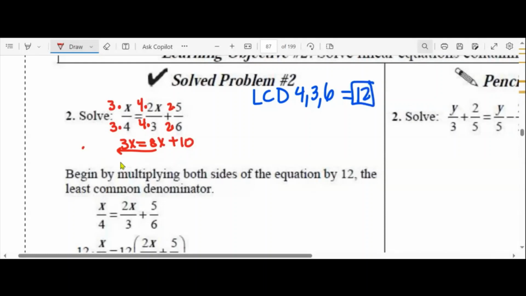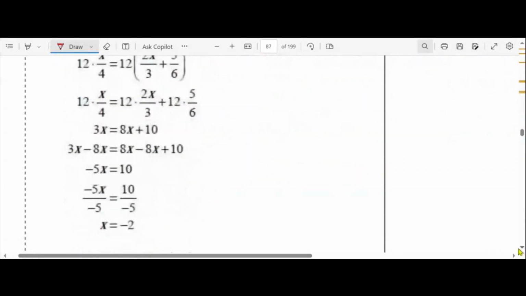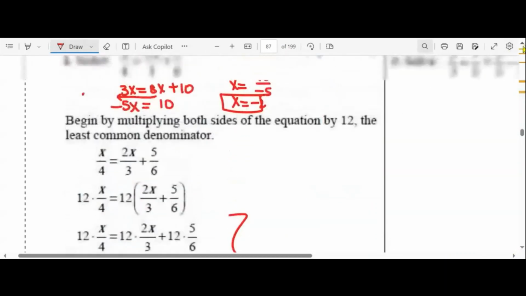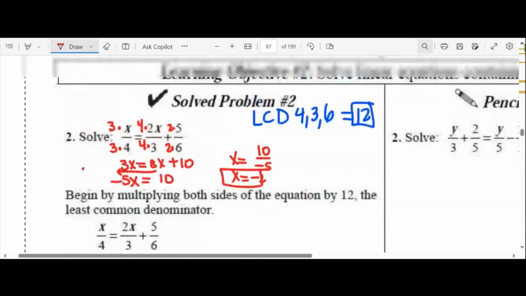Now I'm going to move negative 8 to the left side. How much are you going to get? 5x. So x equals how much? Negative 2. Do we have a negative answer here, negative 2? Yes. So do you like my steps, or do you like all these big steps? Yes. My steps are easy.